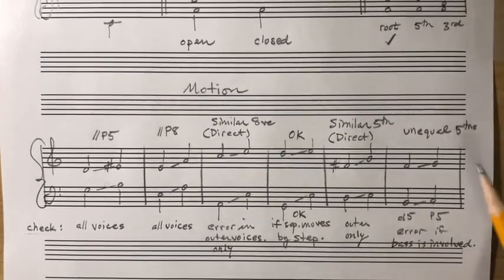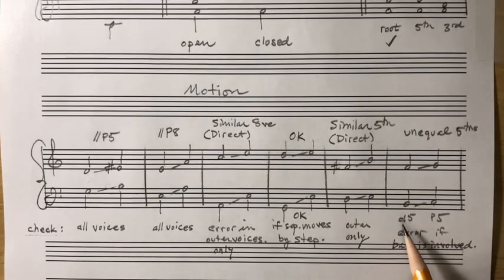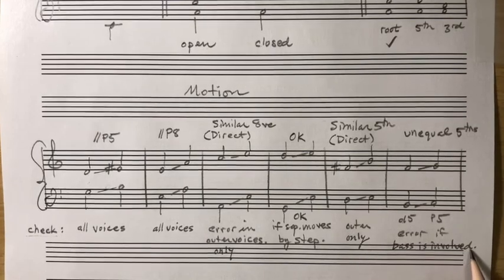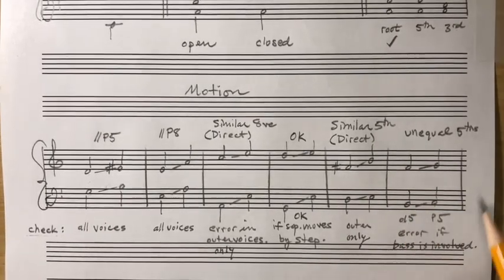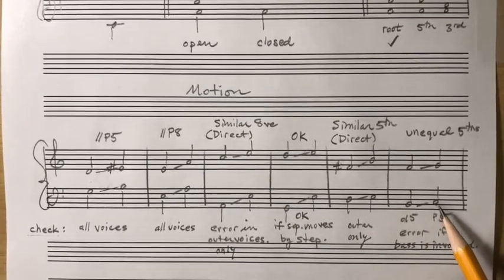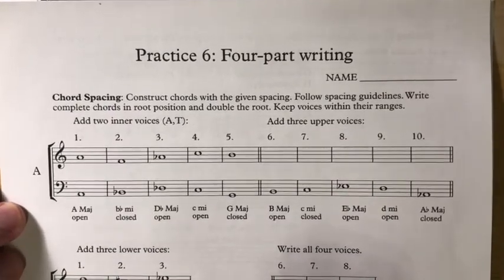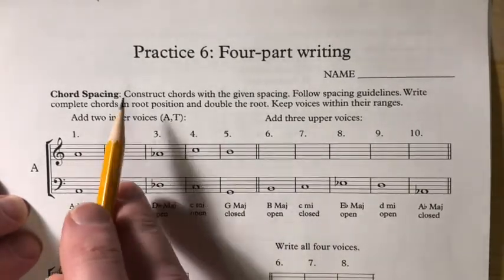Quite a few texts do remind us that this similar motion from a diminished fifth to perfect fifth is an error whenever the bass is involved, not only in the outer voices. So that's a little bit more restrictive. However, I do ask you for this on the written homework this week. Let's go on to the homework sheet and get started with some chord spacing exercises.